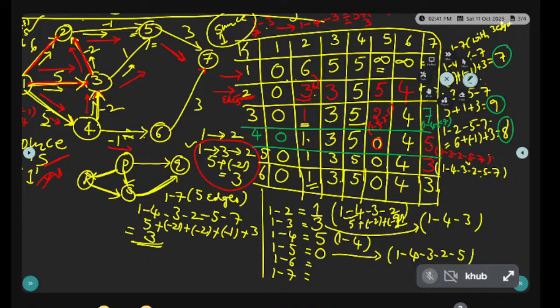1 to 6, 1 to 6 is 4. So 1 to 6 is 4, which is nothing but 1 to 4, 4 to 6. 1 to 7 is 3. The path is 1 to 4, 4 to 3, 3 to 2, 2 to 5, and then to 7. Note down that path also, so in future you can identify it.